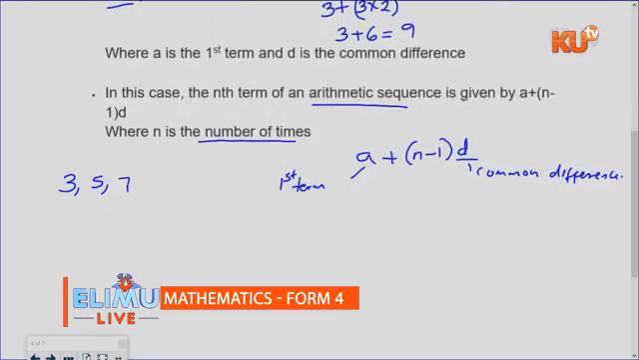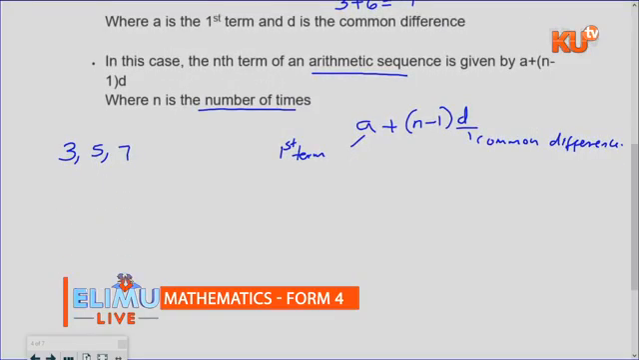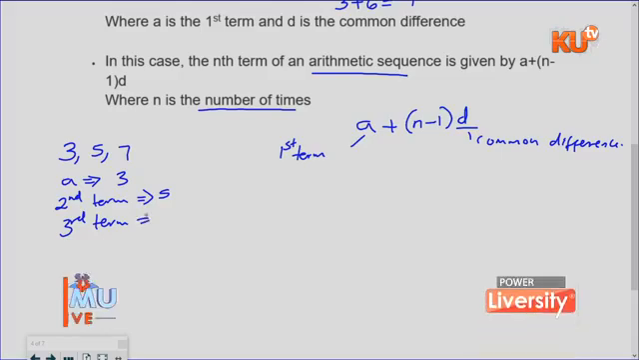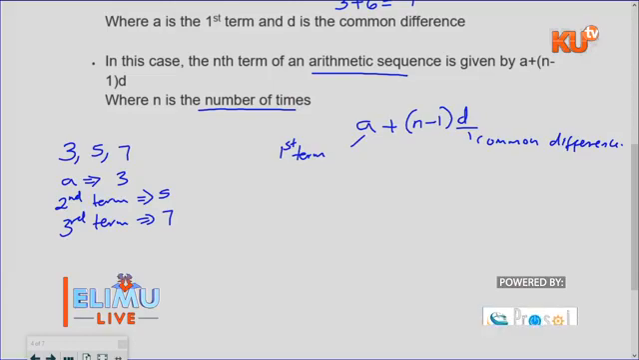If you look at the sequence 3, 5, and 7, the first term is 3. So our first term in this case is a, given by 3. Our second term is 5. And our third term is 7. So let's see if this formula will make sense in our calculation and see how it works.